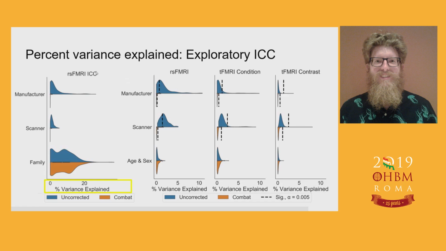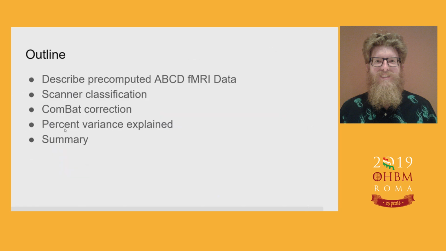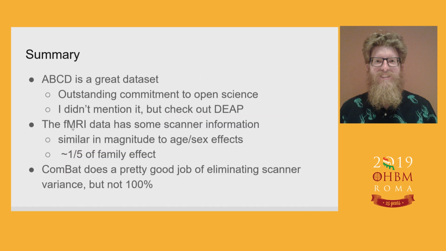And then as an exploratory analysis, I'd seen some talks from the ABCD folks, and they mentioned the effect of family. So I just ran a normal ICC type analysis with the resting state data. Here, I don't have age and sex at the bottom. I've got family, because I've got a family grouping variable. And family explains a huge portion of the variance in this data compared to the other effects that we've seen. Again, that's preserved with ComBat. But doing this different approach, we see similar percent variance explained across these metrics by manufacturer and scanner.